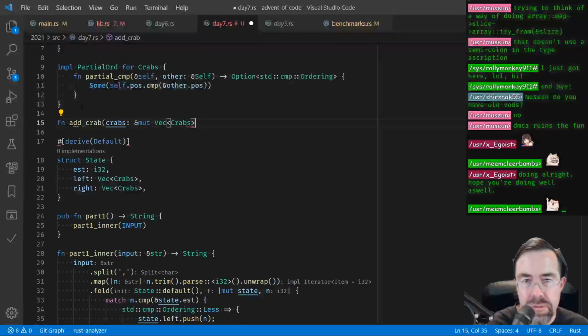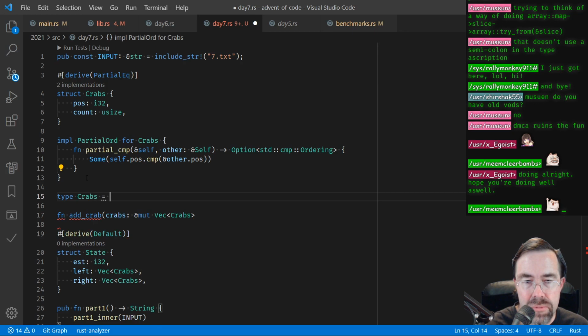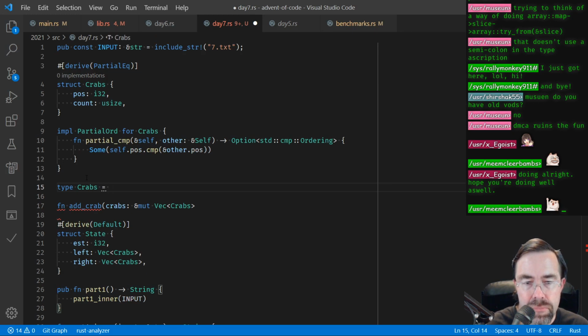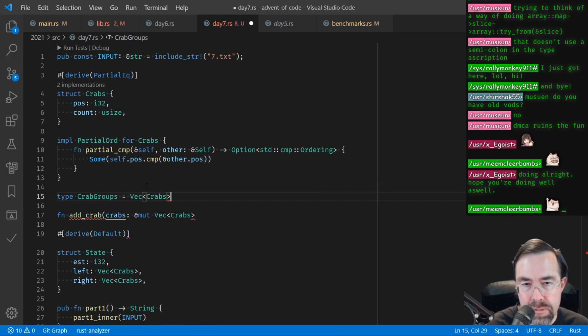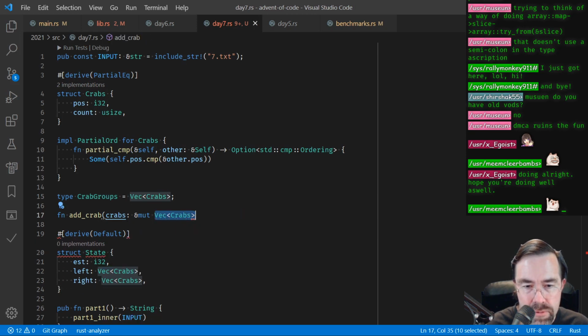In fact, I should probably make a type for that? Type crabs equal, well, crab lanes. Crab groups. It's a vector of crabs. I meant to do that. And then crab would just have a position.